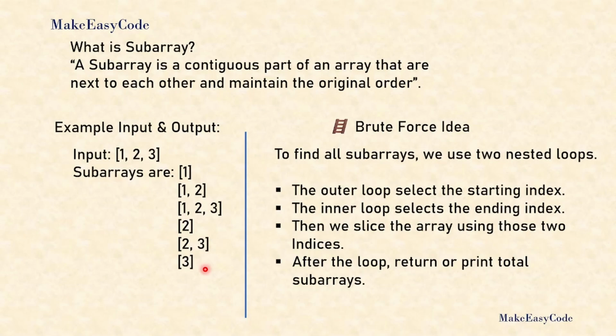And now we'll go for a brute force idea to solve this problem, like how we're getting these subarrays for the given input. To find all subarrays, we use two nested loops. The first loop is the outer loop. It selects the starting index, and the second loop is the inner loop that selects the ending index. Then we slice the array using those indices. After the loops end, it will return or print all the subarrays.